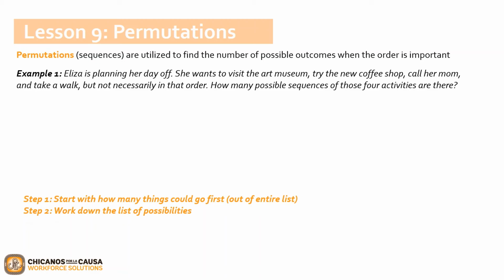And finally, step 3, we're going to multiply. So we have 4 times 3 times 2 times 1, which gives us a total of 24 possible permutations. Now let's keep going in the lesson and dive a little bit deeper into what this means.